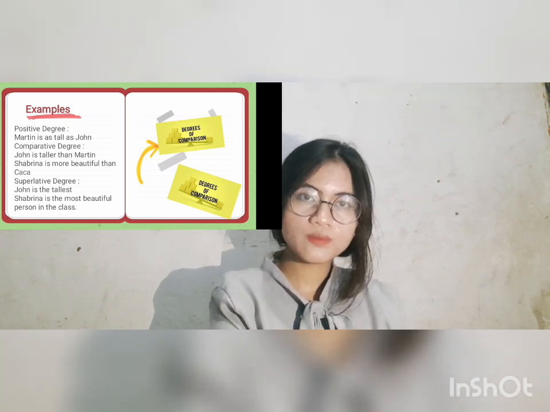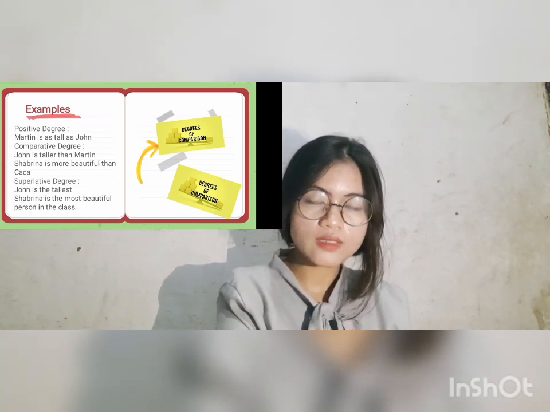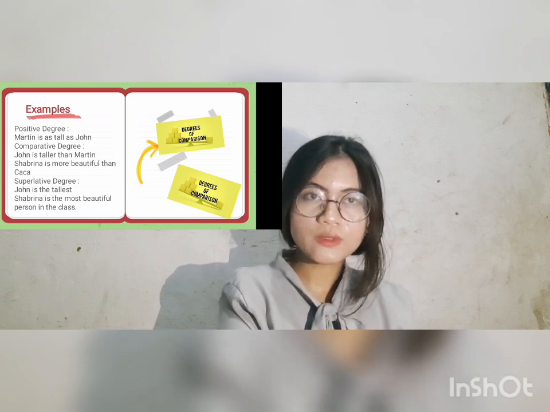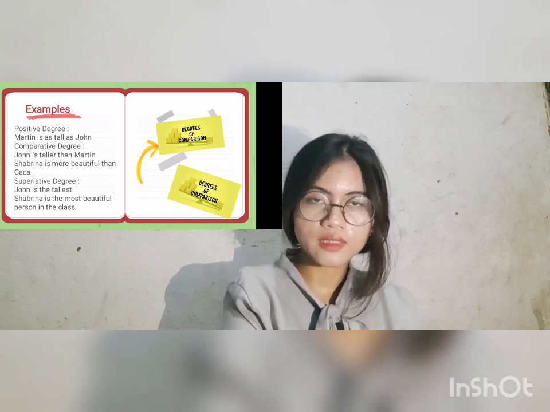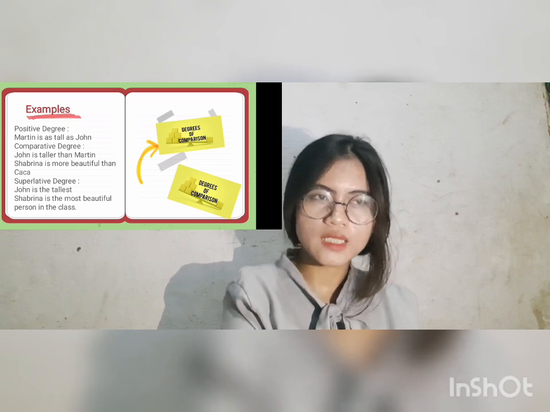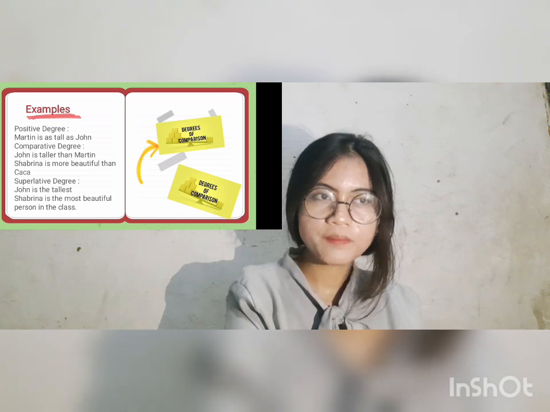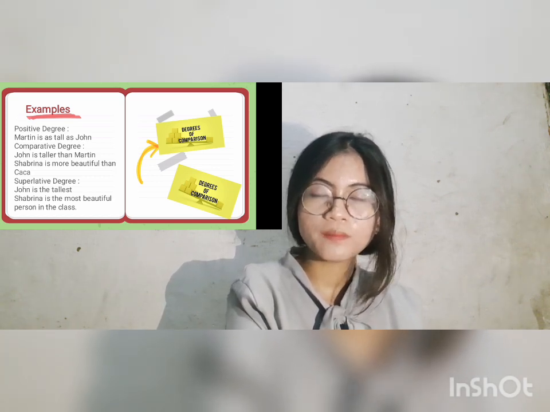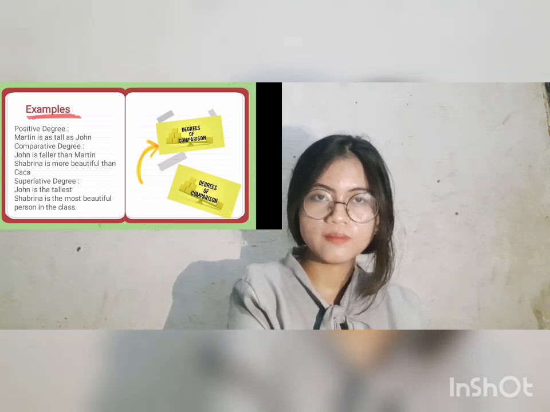Examples: positive degree. Martin is as tall as John. Comparative degree. John is taller than Martin. Sabrina is more beautiful than Chacha. Superlative degree. John is the tallest. Sabrina is the most beautiful person in the class.